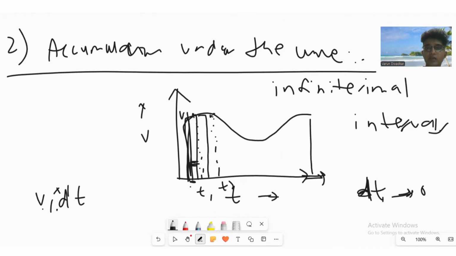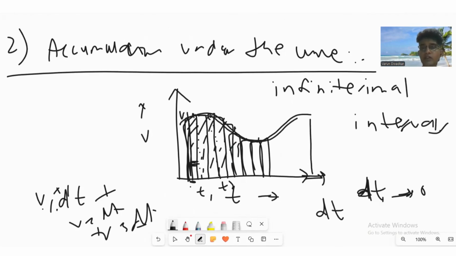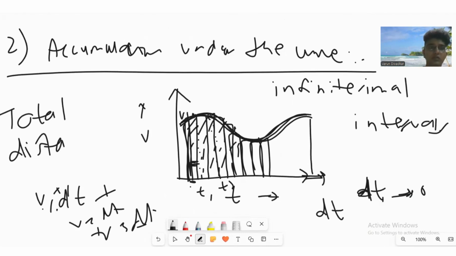Similarly, then let's take another rectangle. Let's assume that the area under this curve is made up of many such rectangles where the width of each rectangle is dt and the height is the velocity at that particular point. Now, if you add all these areas of each of these individual rectangles, right? Like say v1 dt plus v2 dt plus v3 dt, what you get is the total area under this curve, which is going to represent the total distance traveled by your car within this time interval, right?